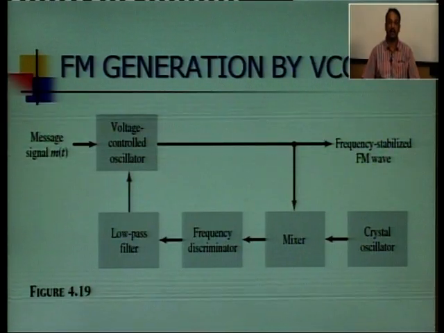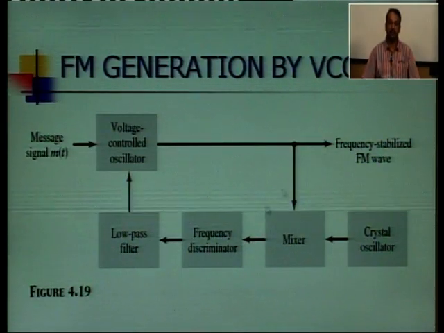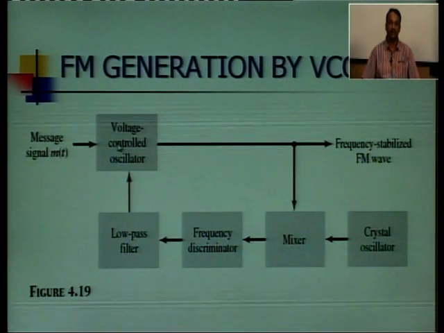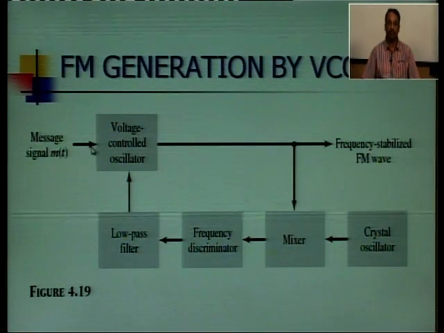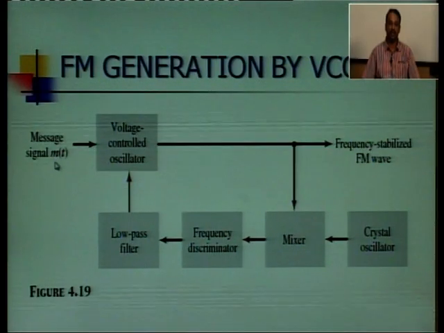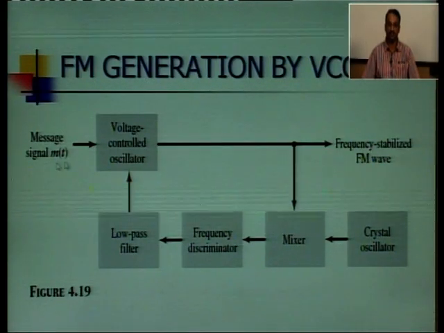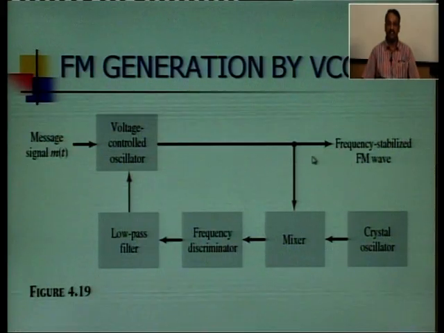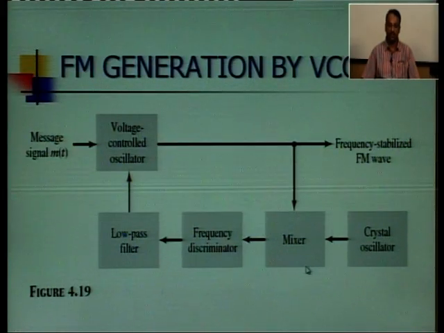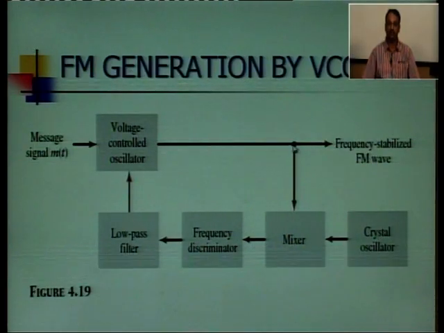This is the block diagram of FM generation using a voltage controlled oscillator. This is the VCO. Input to this voltage controlled oscillator is the modulating signal or baseband signal m(t). To stabilize its output, we have a mixer. In the mixer, there are two inputs, one from the VCO, the other from the crystal controlled oscillator, because a crystal oscillator is always a stable oscillator. These two frequencies are mixed in the mixer and applied to the frequency discriminator.